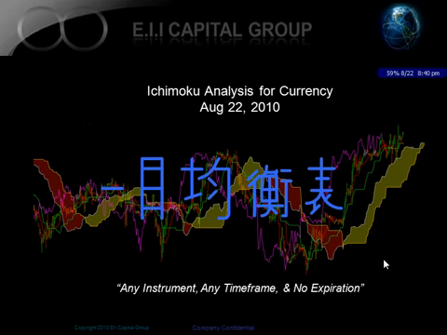This is the weekly Ichimoku analysis for the currency market. We'll begin because we've got a lot to cover.